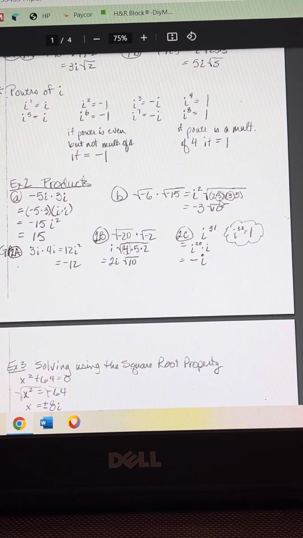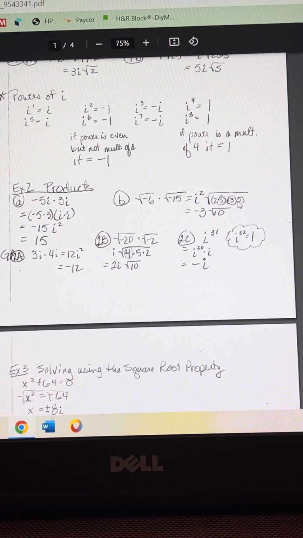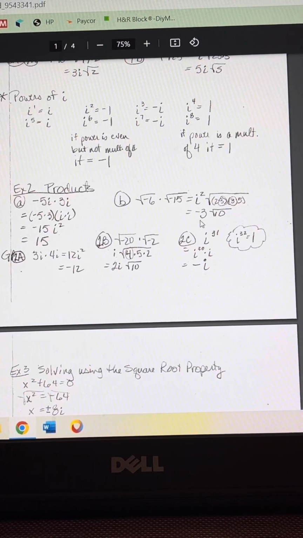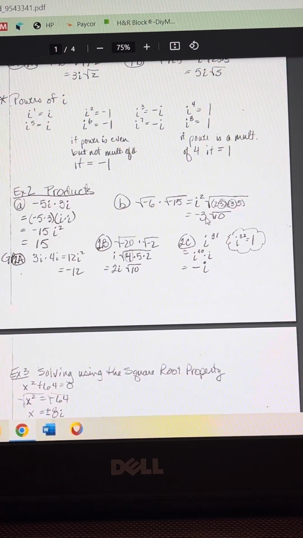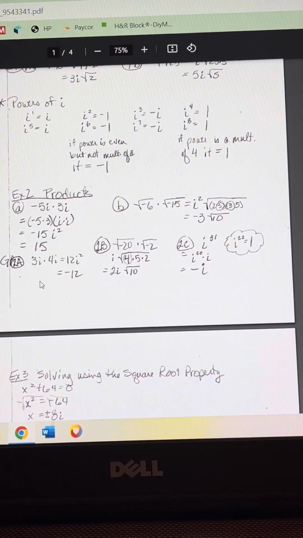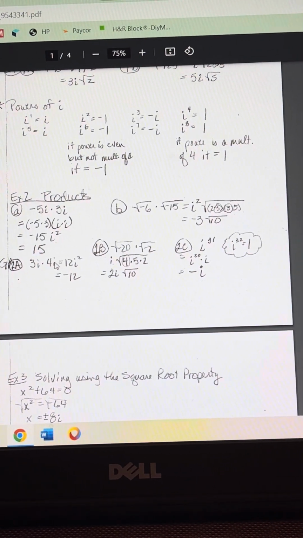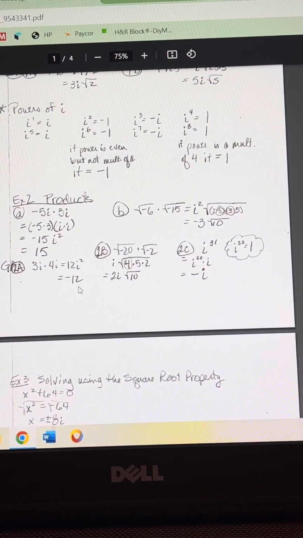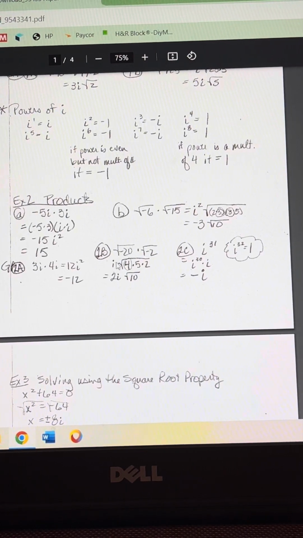6 is 2 times 3. 15 is 3 times 5. I got 2 3's. I can pull out a 3. Okay, and that's kind of usually how I do it. Guided practice. 3i times 4i. Well, that's 12i squared, which is -12.